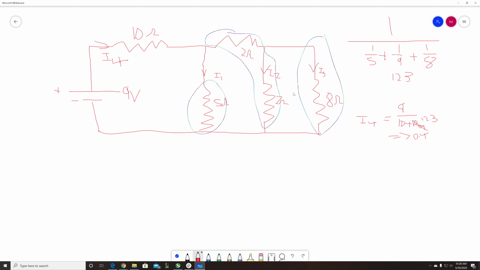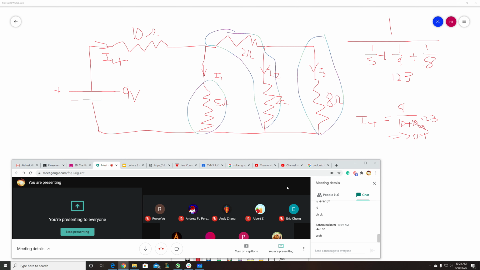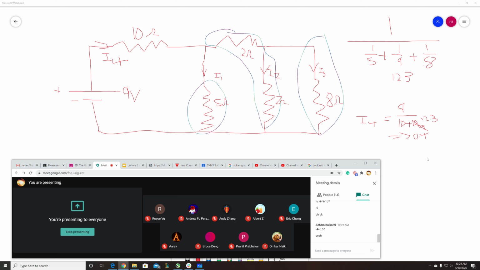And they usually tell you what to round it to. If they don't tell you what to round to, do not use significant figures, because those suck in circuits. So just ask the proctors most likely.